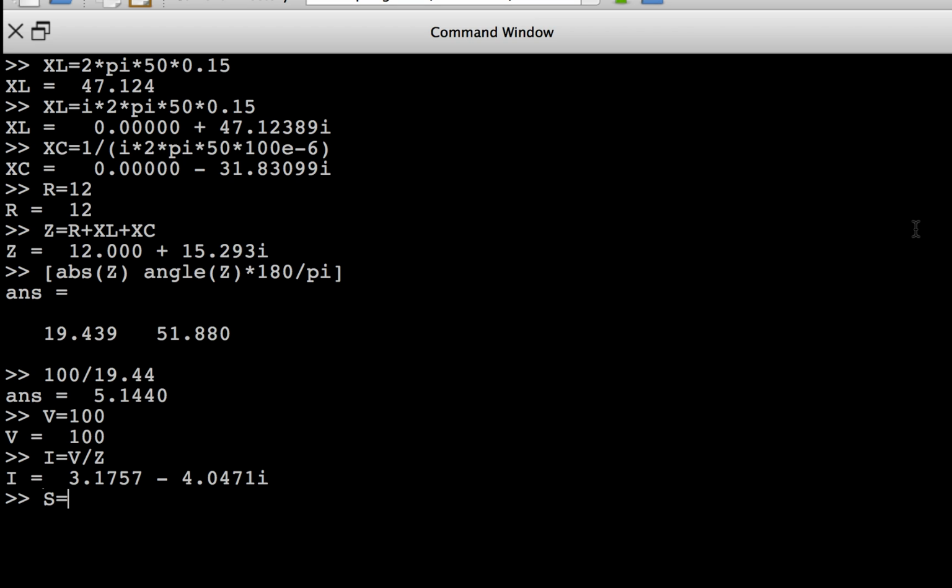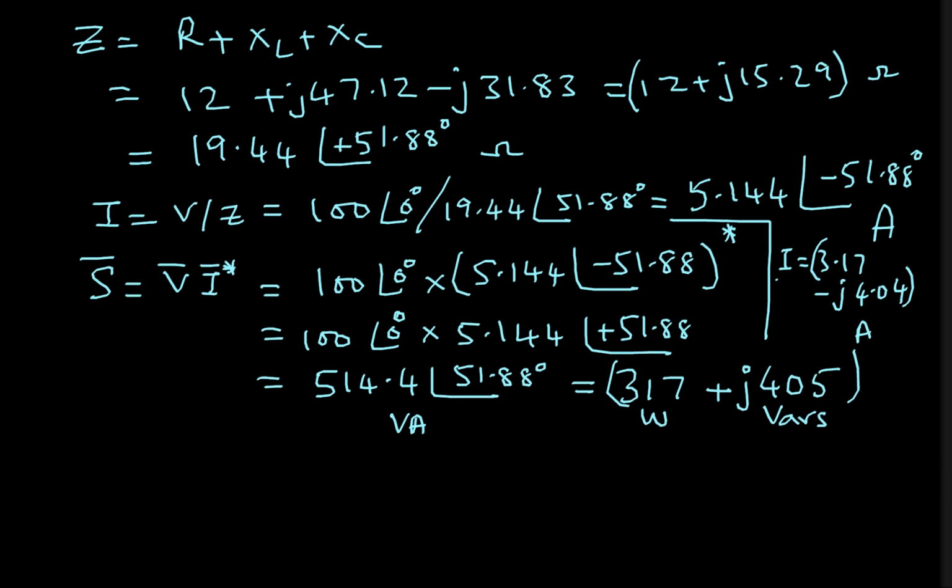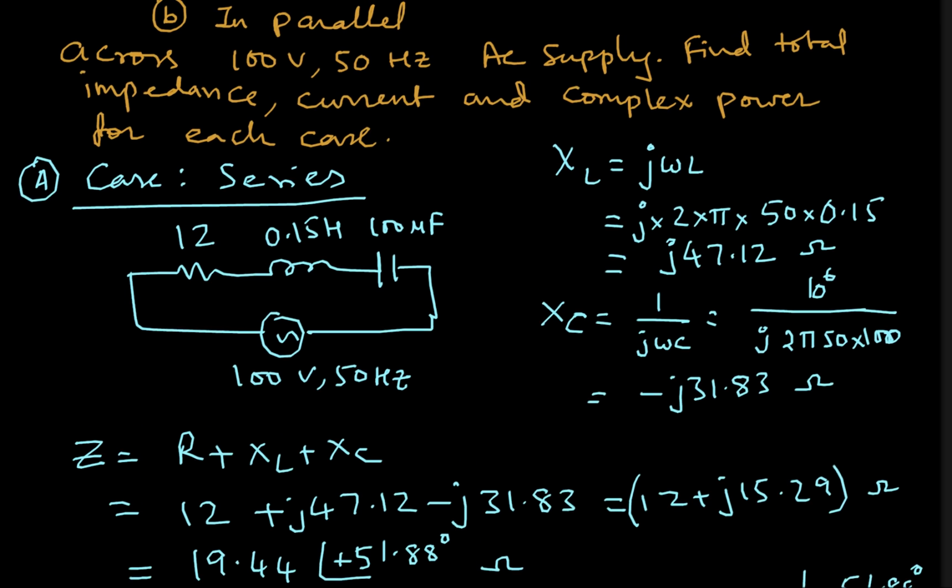So S is nothing but V into CONJ, the conjugate of I. So this is the formula. Then I get 317.57 and 404.71. So I'll write it here: 317 plus J 405. I'm just rounding off to the nearest term. So 317 watts of active power is consumed and 405 volt-amperes reactive of reactive power is consumed by the entire circuit of RLC connected in series.